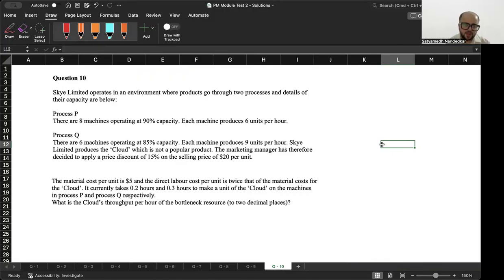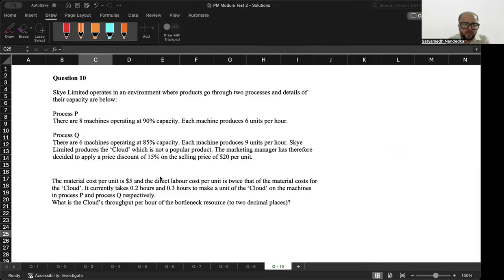Sky Limited produces the cloud, which is not a popular product. The marketing manager has therefore decided to apply a price discount of 15% on the selling price of $20. The material cost per unit is $5 and direct labor cost per unit is twice that of the material cost for cloud. It currently takes 0.2 hours and 0.3 hours to make a unit of cloud on the machines P and Q respectively.